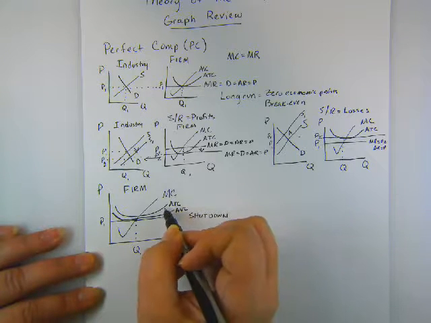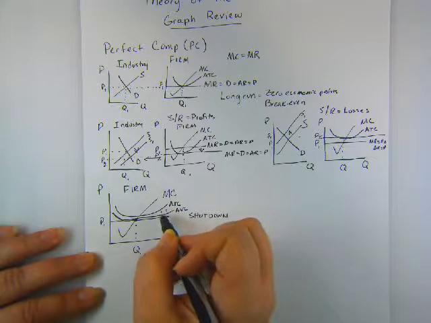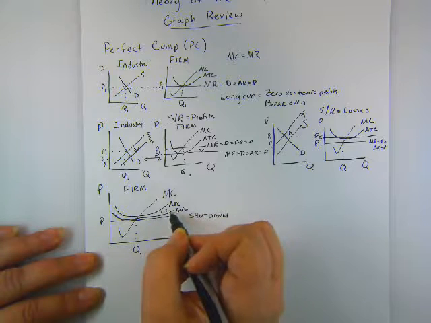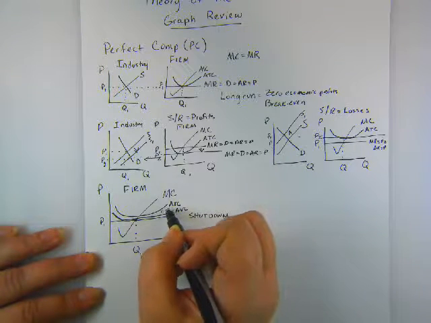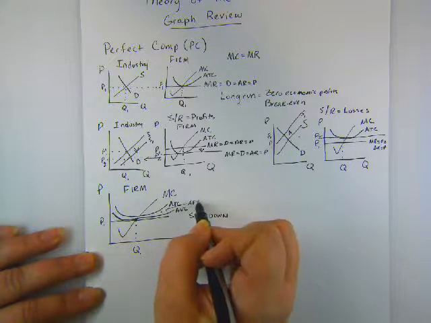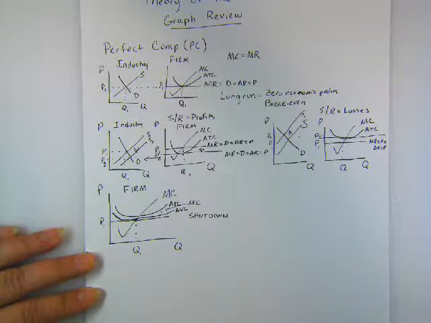And just on a side note, just a reminder, this area between average total cost and average variable cost is your average fixed cost. So that's perfect competition.